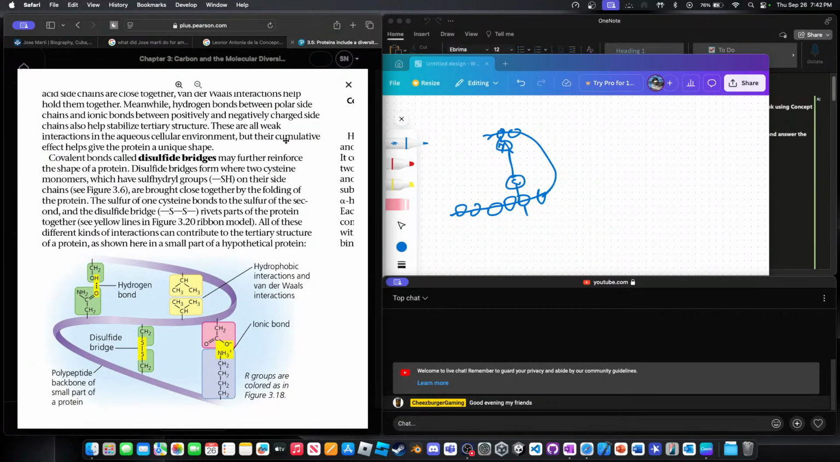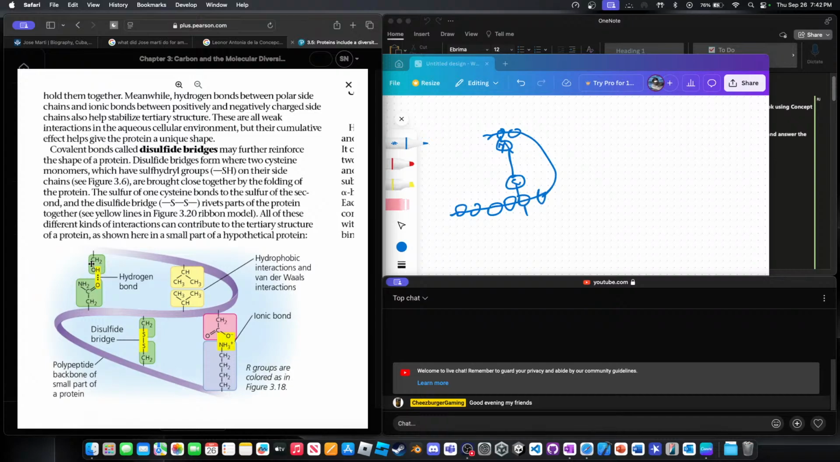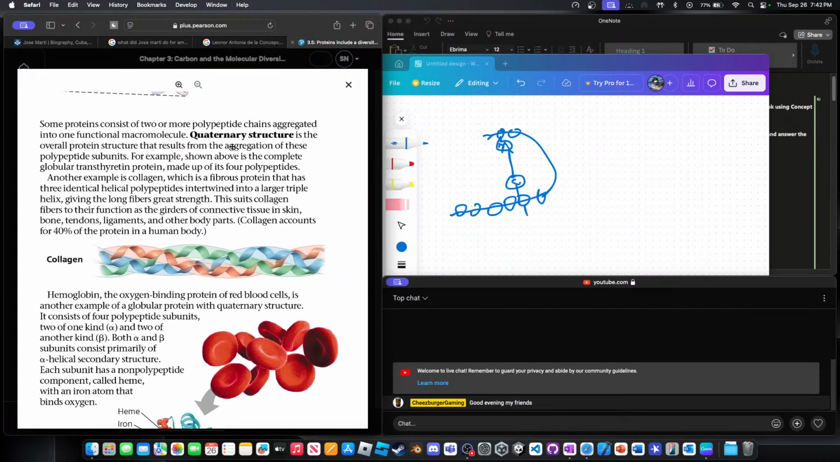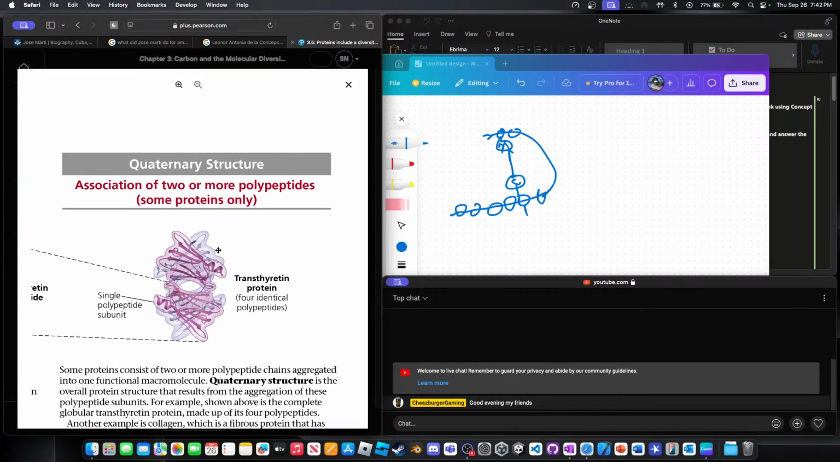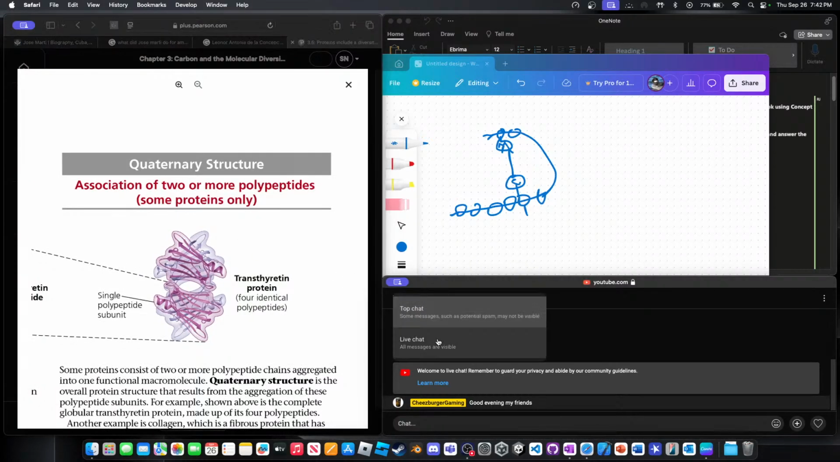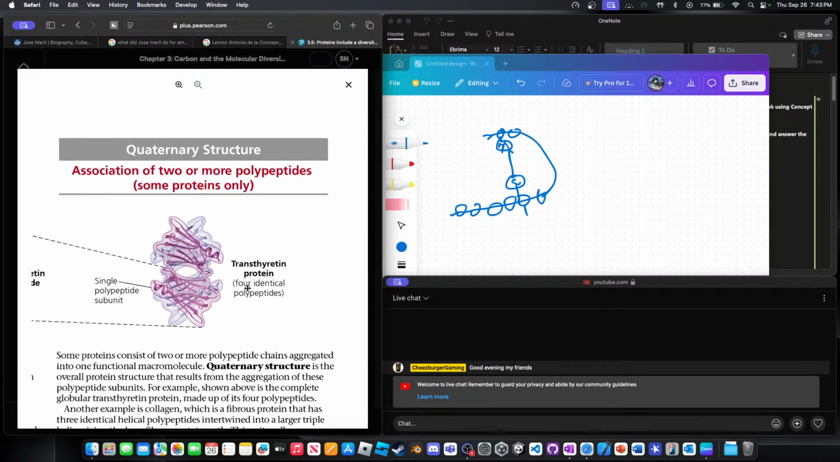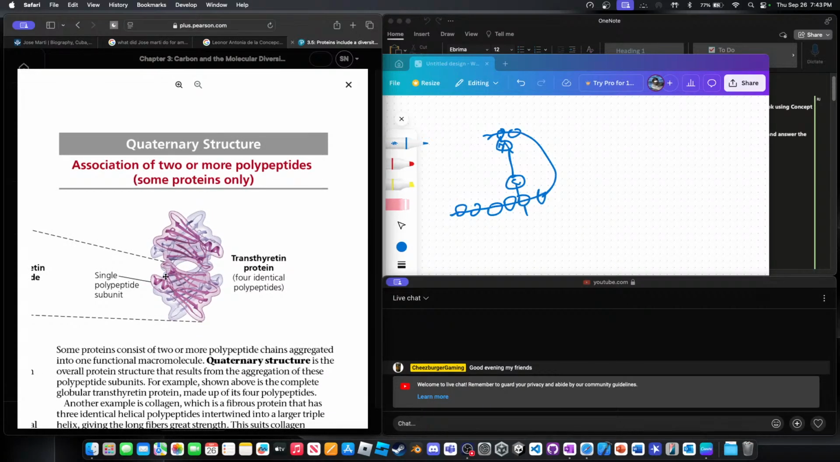So there are different types of bonds that can hold up a tertiary structure. One of them being hydrogen bonds, which is relatively easy to remember. Disulfides also relatively easy to remember, and ionic bonds. Yes, ionic bonds. Cool. Okay. Association of two or more polypeptides, some proteins only. Single polypeptide unit. Okay.